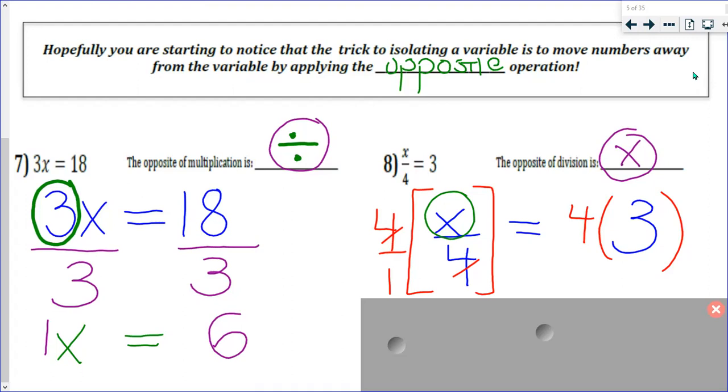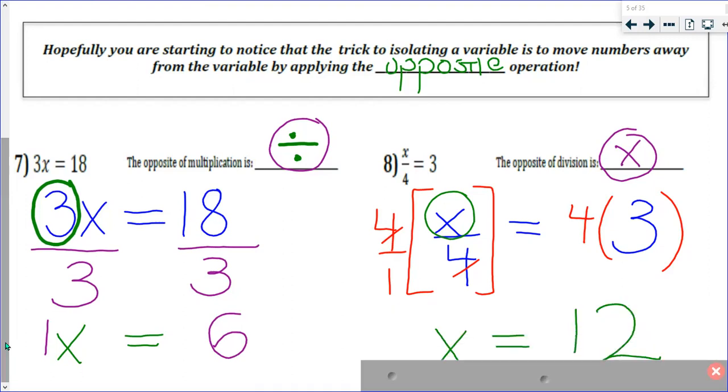So when I multiply these terms, the 4s actually cancel out on the left-hand side. And I'm left with 1x is equal to 12. I get my answer right away.